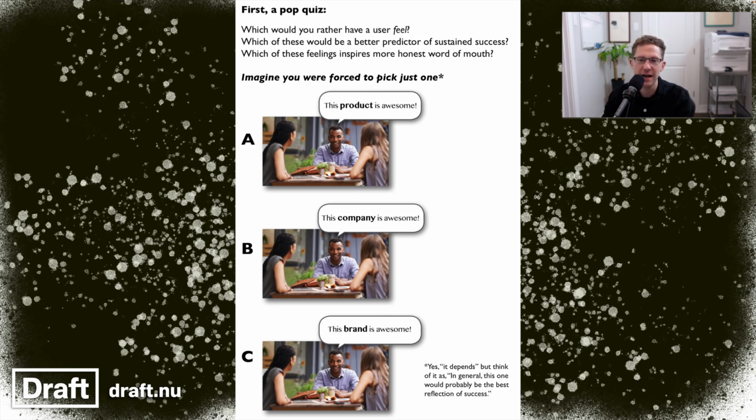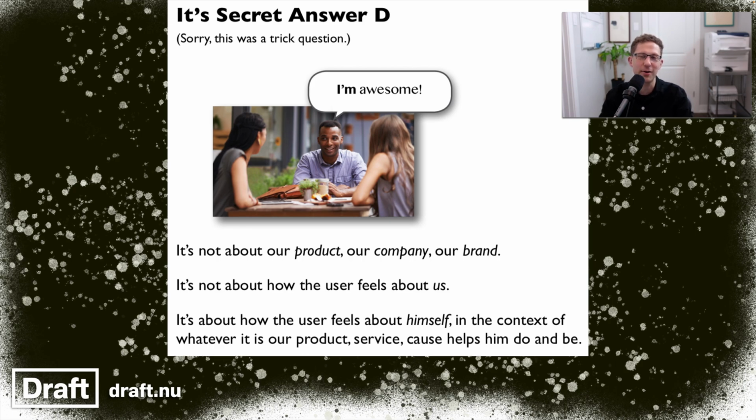There's a guy at a table, a restaurant it looks like, and he says either A, this product is awesome, B, this company is awesome, and C, this brand is awesome. When I presented this at UNSPAM, most people picked C. It's actually D. It's a trick question. It's actually: I'm awesome. People want empowerment, and they are buying an outcome.